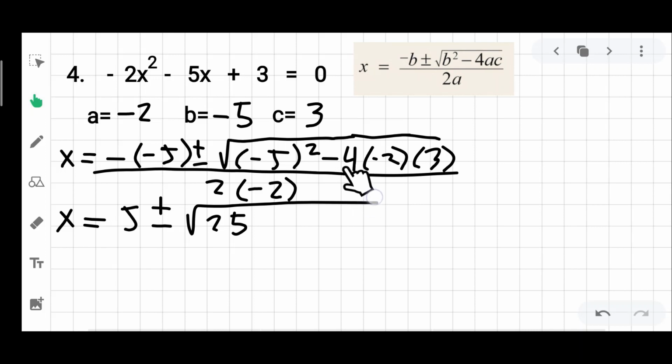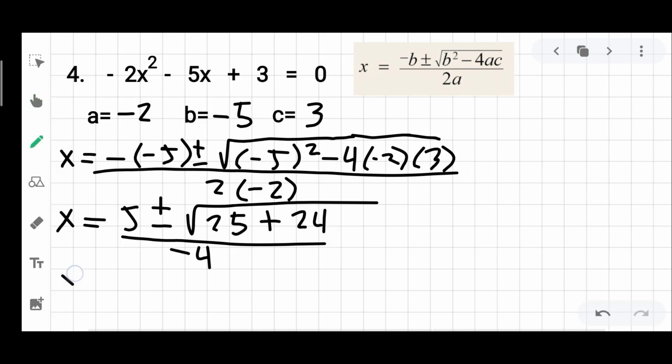Then negative 4 times negative 2. The answer is positive 8. Then 8 times 3. The answer is positive 24. All over 2 times negative 2. That is negative 4. Again, paano nakuha yung 24? Negative 4 times negative 2 is positive 8. Then 8 times 3, 24.